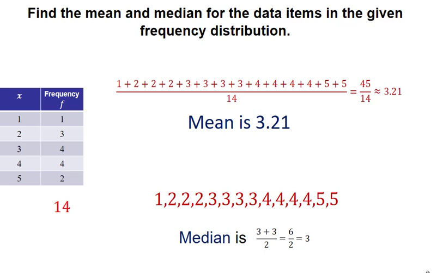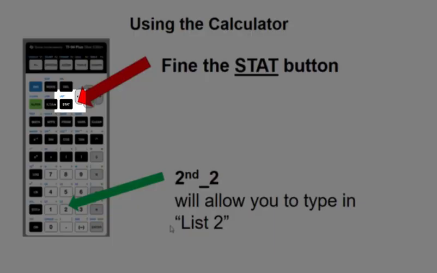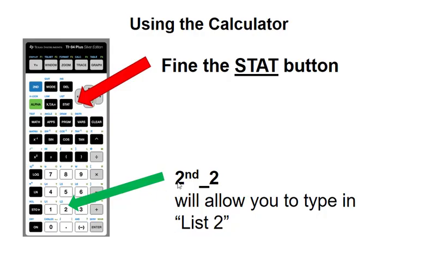And especially, remember the first one, it was like 151 students, and this was only 14 items. So let's talk about using this in a calculator. So first of all, get out your calculator and find the stat button. And also, one thing we're going to talk about is list, like list 1, list 2, etc.